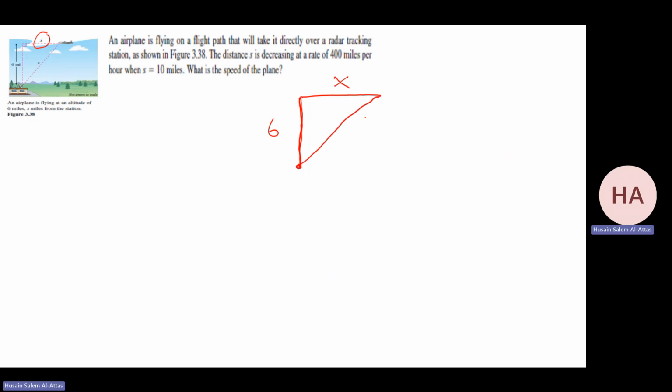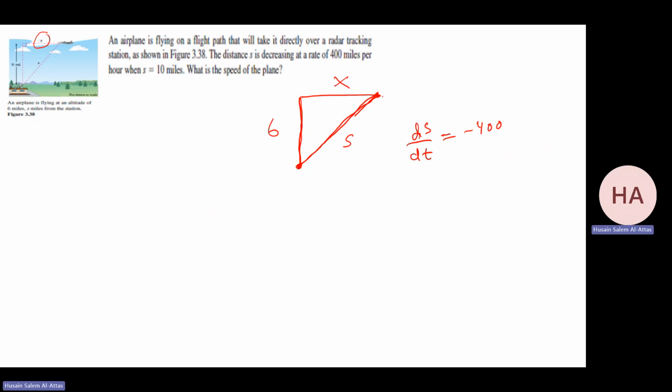I have this distance, the distance between the airplane as it's going and the radar station, decreasing at the rate of 400 kilometers. So I have ds over dt. Since it's decreasing, it should be minus 400. The units are okay: everything is miles, miles per hour.